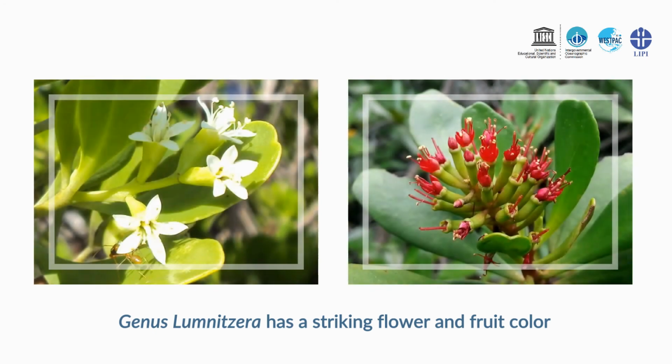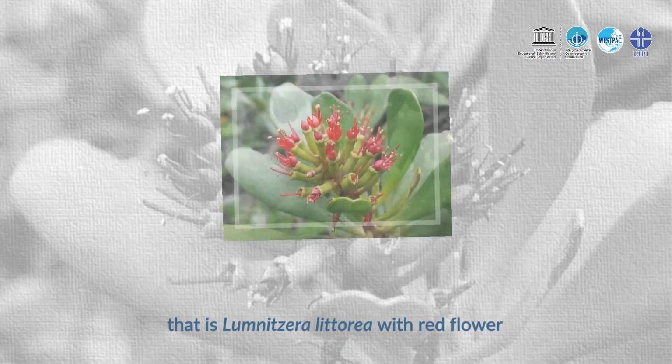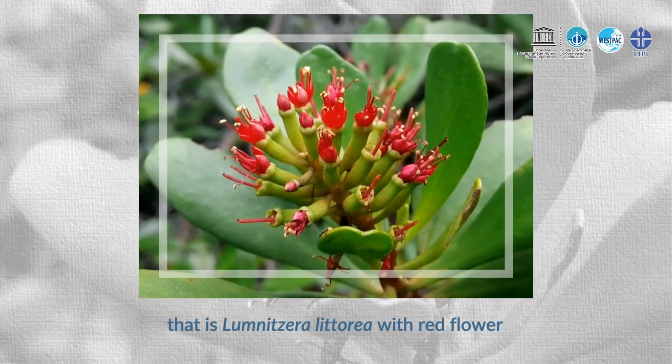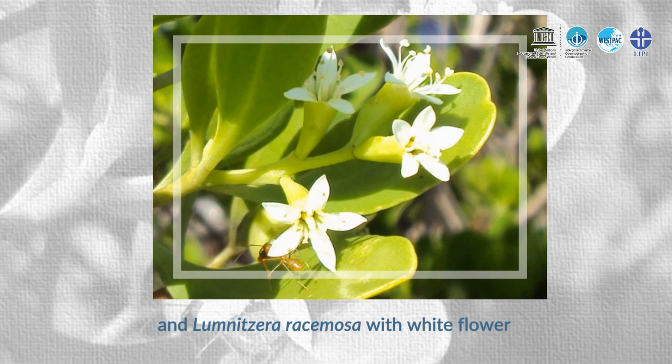Genus Lumnitzera has a striking flower and fruit color. There are two common Lumnitzera species found in Indonesia, that is Lumnitzera littorea with red flowers and Lumnitzera racemosa with white flowers.